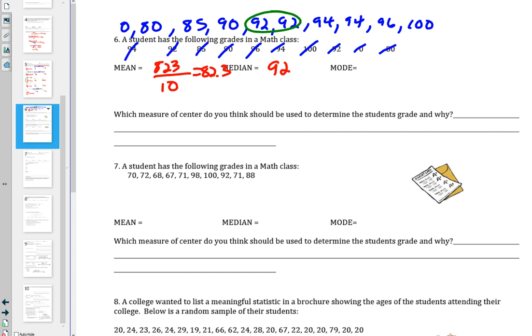How about the mode? What's the mode here? Yeah, here there's multiple modes. Just the same way it's possible to have no mode, you can also have multiple modes. If more than one number occurs the most frequently, then you can have multiple modes. So the mode here is 92 and 94. There's 2 modes.